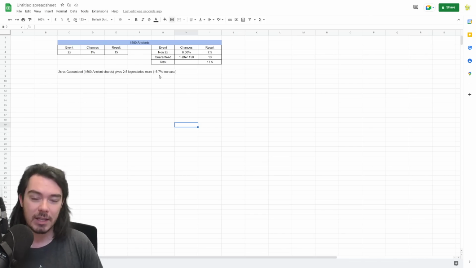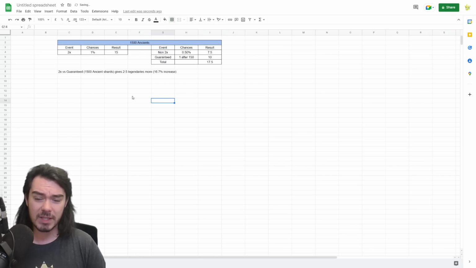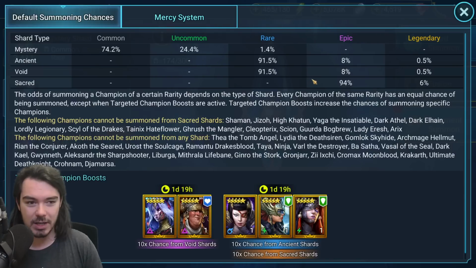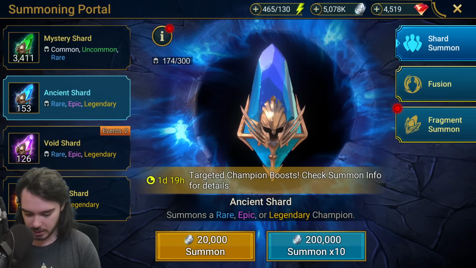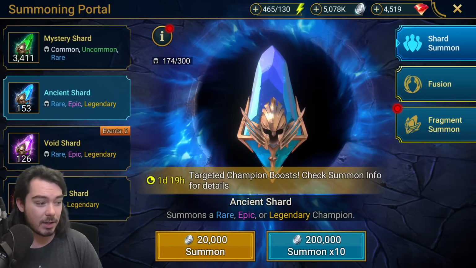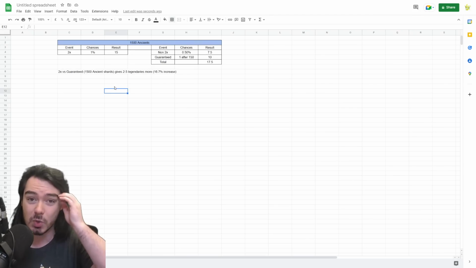Now, the big downside, the big thing that you're going to miss out on, I think there's two big things. The first one, you're going to miss out on a lot of epic champions, right? I actually didn't pre-calculate this, but you're going to miss out on an extra 8% epics. So if we take, let's say 1,500 and multiply it by 8% for a quick figure, you're going to miss out on roughly, it's actually kind of crazy, about 120 epic champions. That's a huge amount of epics.